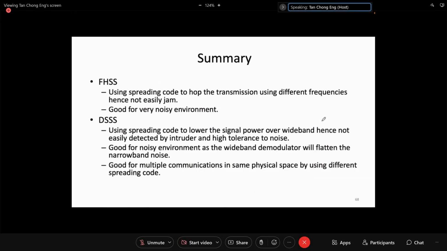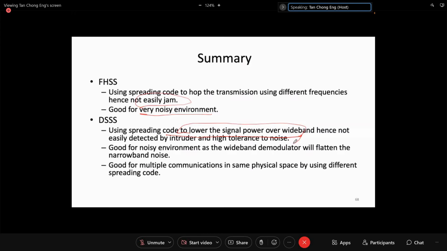In short, I would say that a lot of wireless systems, a lot of wireless networks, have to use spread spectrum, which is a CDMA technique, a code division multiplexing technique, to ensure that they are not easily jammed. They can survive in a very noisy environment. And the DSSS here can transmit at very low power mode. And this one is usually used in military.